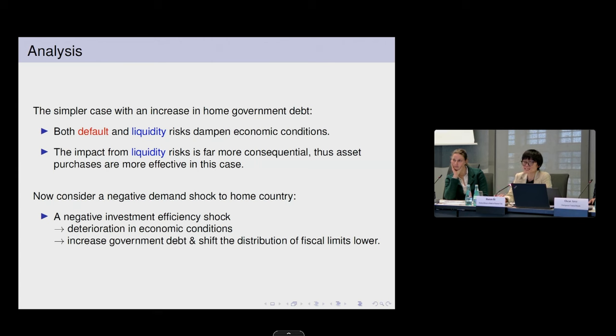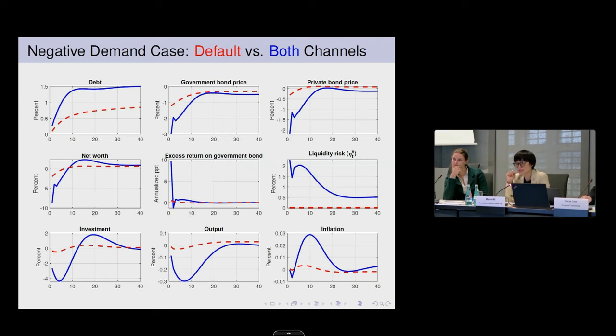Now, we want to consider a negative demand shock to the home country. Here we consider a negative investment efficiency shock, but it could be other shocks that just lead to a deterioration in the economic conditions. Then the government debt is increased and the default probability goes up. It also shifts the distribution, so even for the same level of debt, your default probability could be higher. So both channels are going to increase the default probability, and could also tighten the liquidity channels if that is present. Okay, so let me quickly go through this.